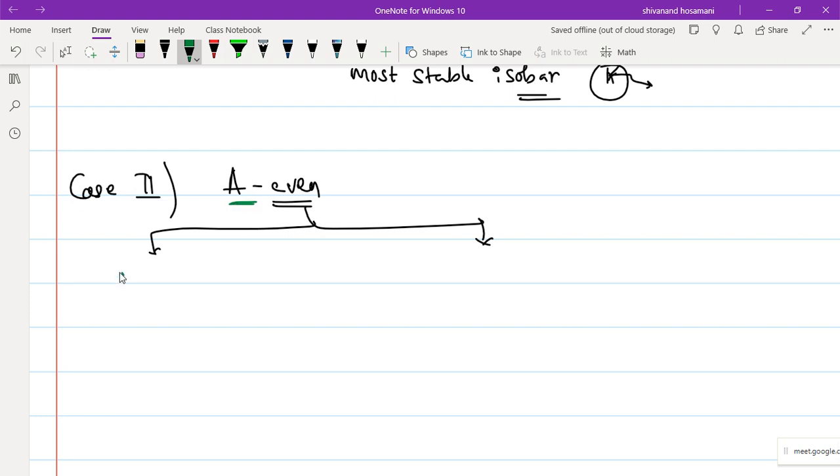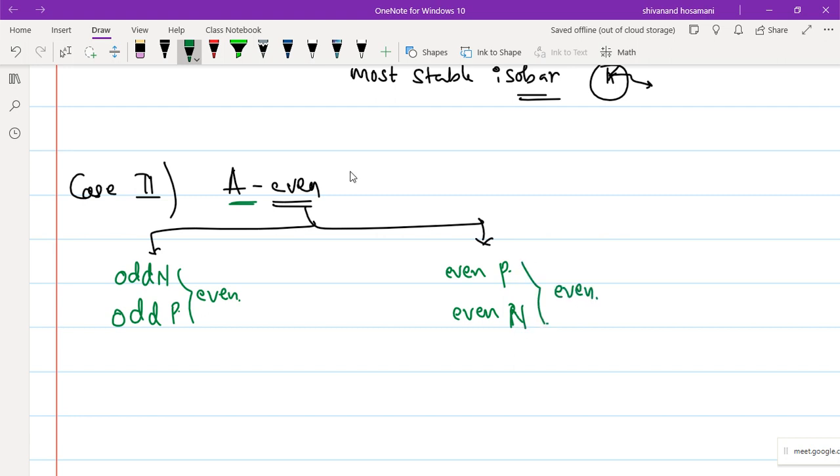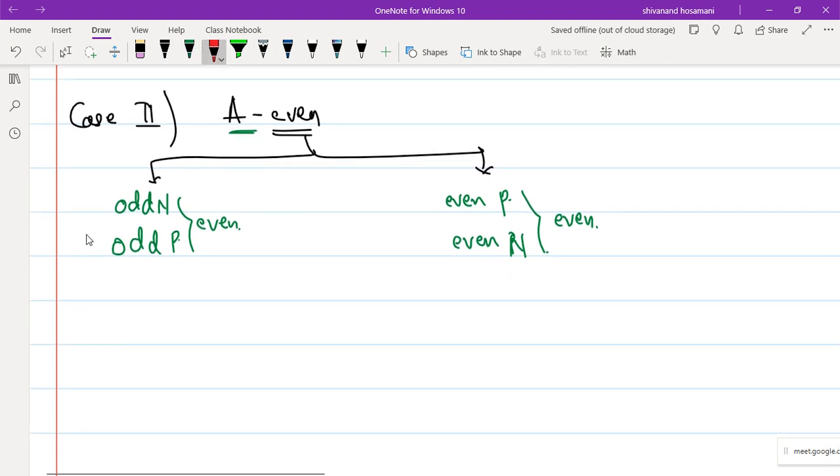We get this A as even for both odd number of neutrons and odd number of protons. This is going to be even. But if it's an even number of protons and an even number of neutrons, we also get even. So this is also going to be even. What about the delta part for this odd? If both are odd, what is the delta here? For this, delta is going to be negative. And if it is even, delta is going to be positive.